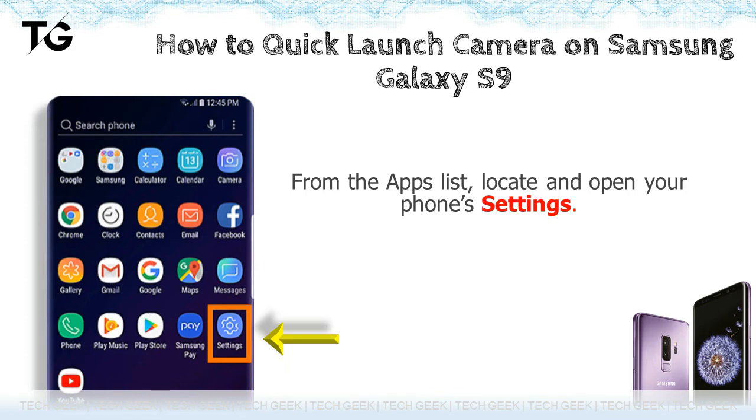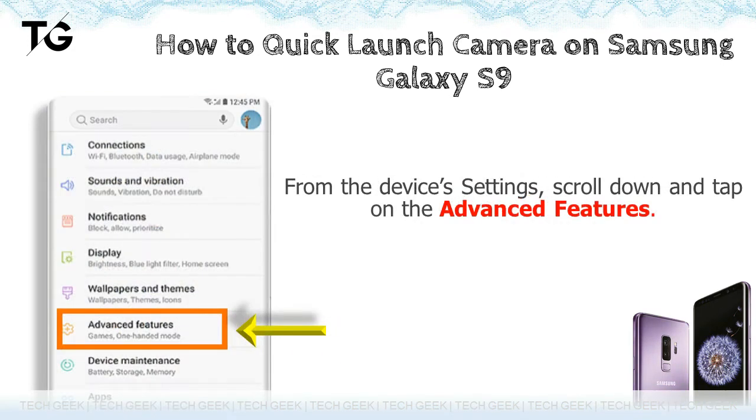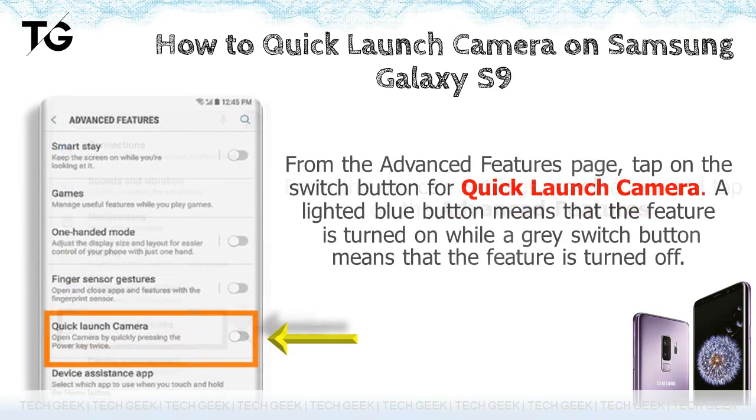From the device's settings, scroll down and tap on the Advanced Features. From the Advanced Features page, tap on the switch button for Quick Launch Camera.